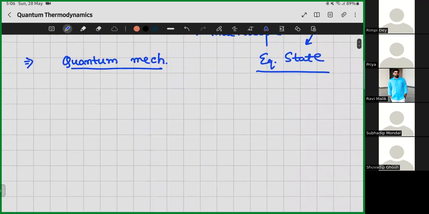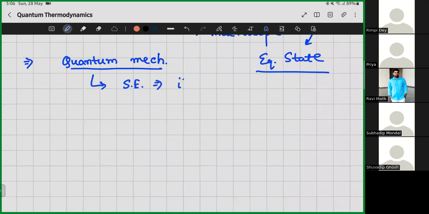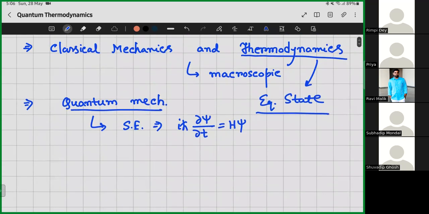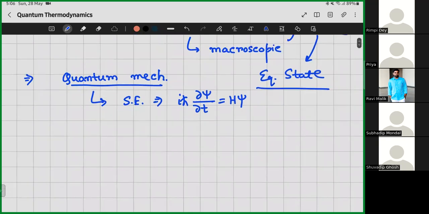But if we look at the quantum system, the basic equation for a quantum system, the Schrodinger equation, inherently carries the notion of dynamics. So to study that microscopic system, if we use thermodynamics, then automatically the dynamic picture will arise, and the thermodynamics terminology will be justified.